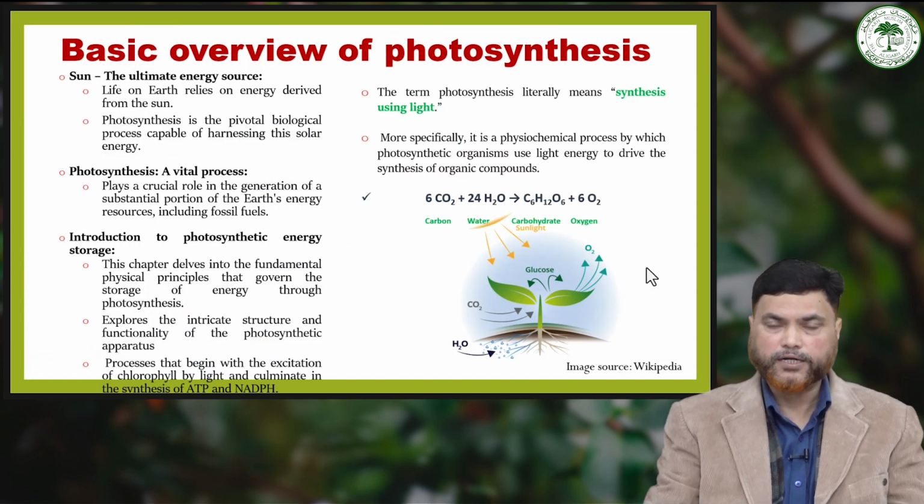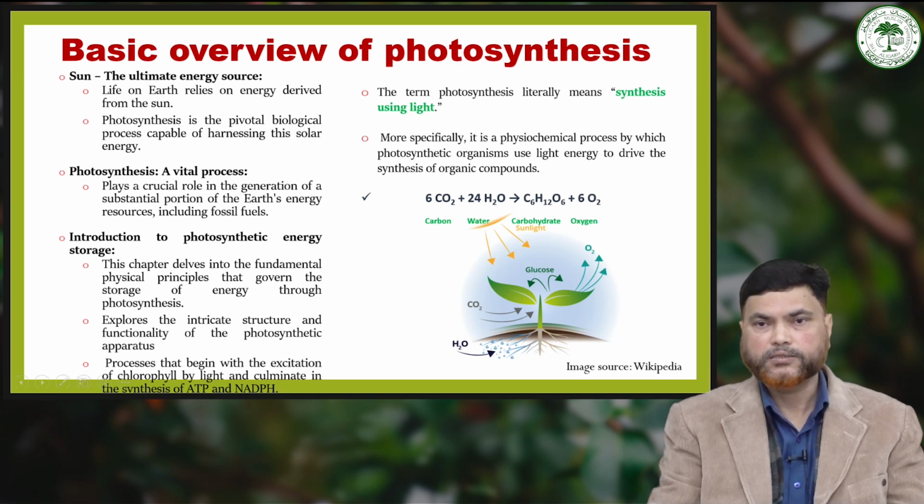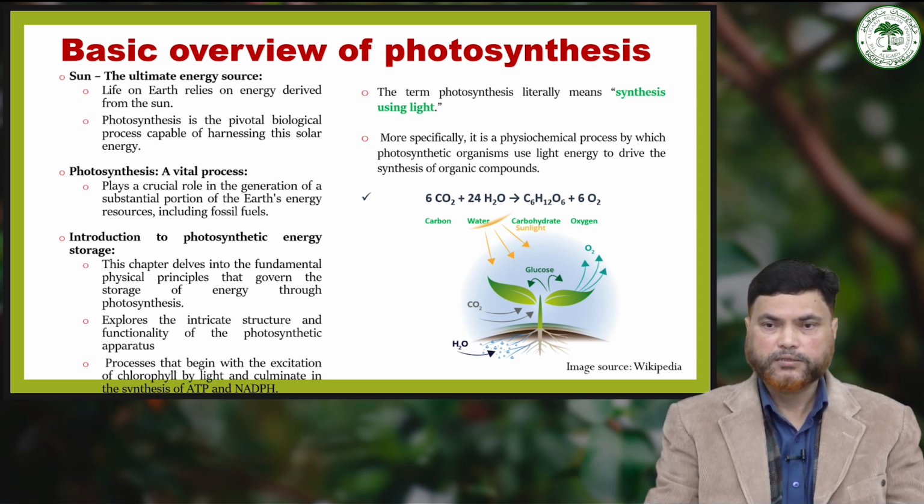As we know, the ultimate source of energy on the earth is the sun, and photosynthesis is the most crucial biological process which is capable of harnessing this light energy and converting it into chemical energy. The literal meaning of photosynthesis is basically what? Synthesis with the help of light, where light energy is converted into chemical energy and stored in the organic matter in the form of carbohydrate. So this carbohydrate along with oxygen form the end product of photosynthesis.